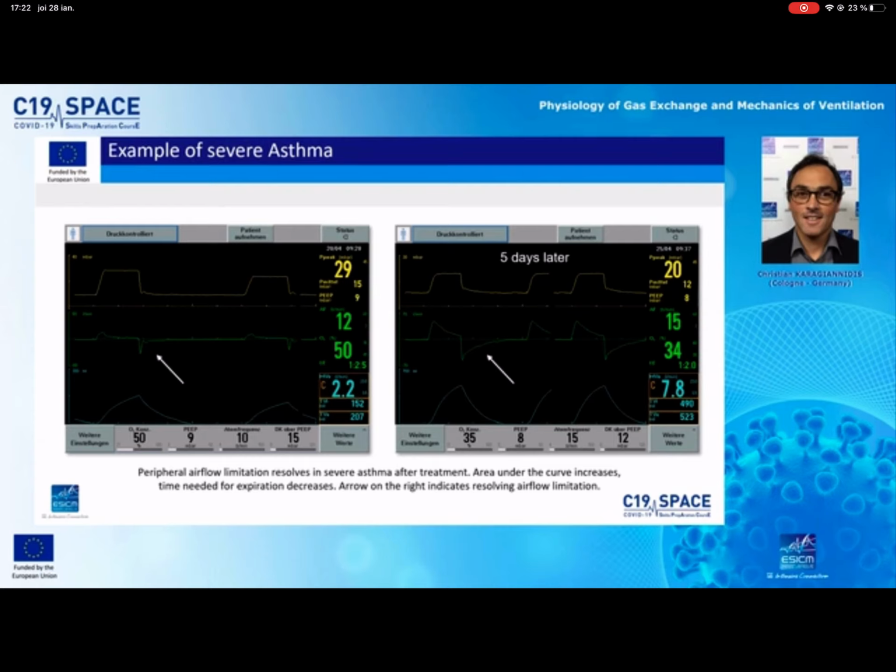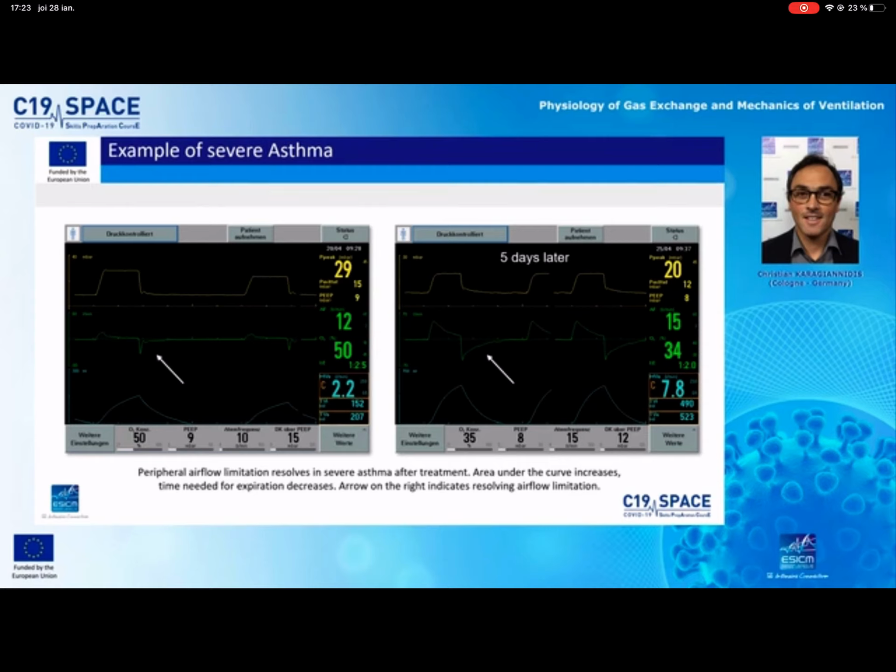There is once more a much better flow in the lung, and the area over this curve here definitely improved during these 5 days. And as a result, you can see that the tidal volume increased from roundabout 150 ml to more than 500 ml.